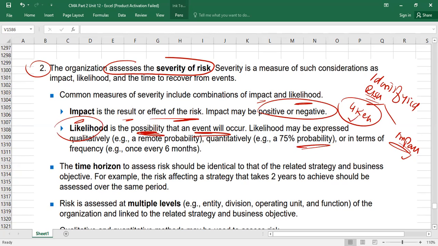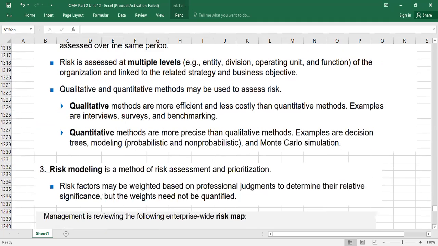Okay. So then, guys, risk assessment can be at multiple levels. Maybe you can assess the risk at entity level, at division level, or even at factory level or departmental level. And please remember, risk assessment can be qualitative and quantitative. These terms I have already explained in the first session. Quantitative means maybe you're using certain formulas or simulations to quantify the amount of risk. And qualitative means maybe you are using your judgments, like benchmarking, surveys or interviews, to assess the risk.